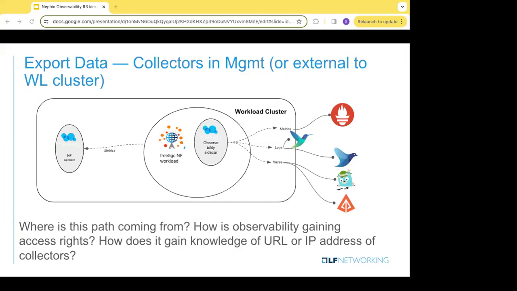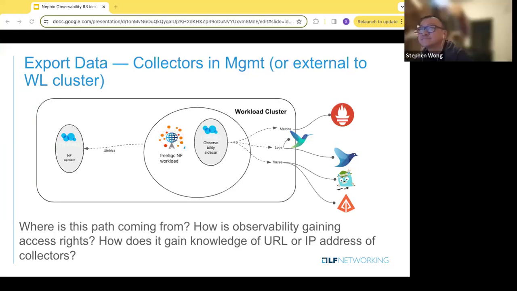So yes, I agree. In this one way you definitely need to push to the management, but the question is how you use this data, because maybe you will be able to use Nephio mechanisms to orchestrate the observability. Just a buzzword at this moment, but we can see.